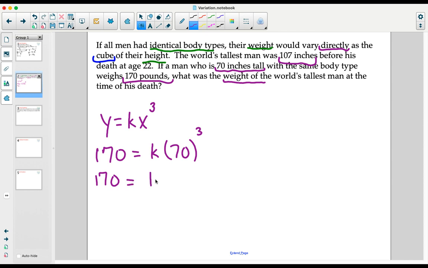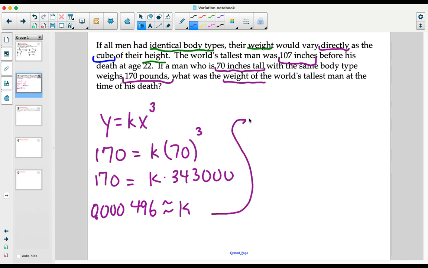170 is equal to k times 343,000. Divide both sides by 343,000, and we get that k is approximately 0.000496. A very small value. Usually this kind of value would be written in scientific notation, but for our purposes, we're going to be doing some operations with it, so it makes sense to round it a little bit so we can see it in the equation.